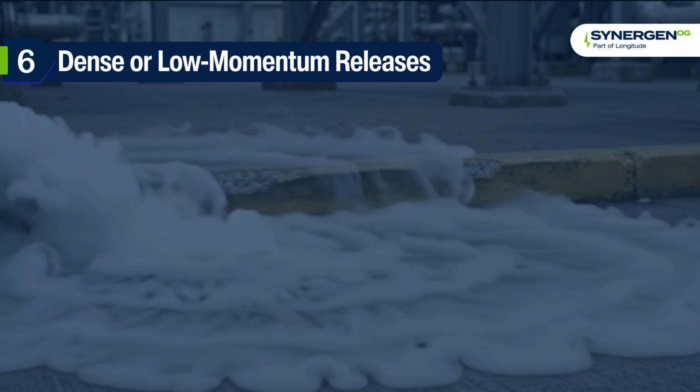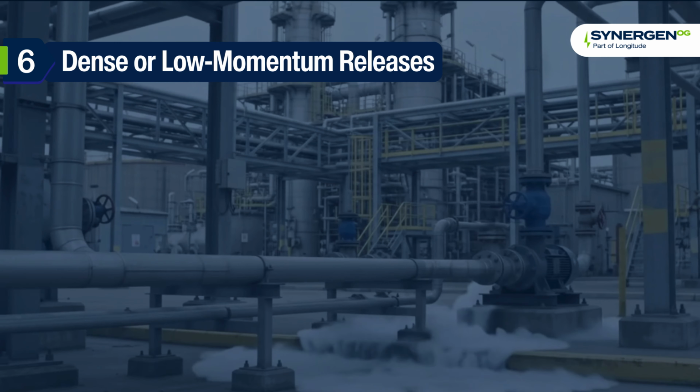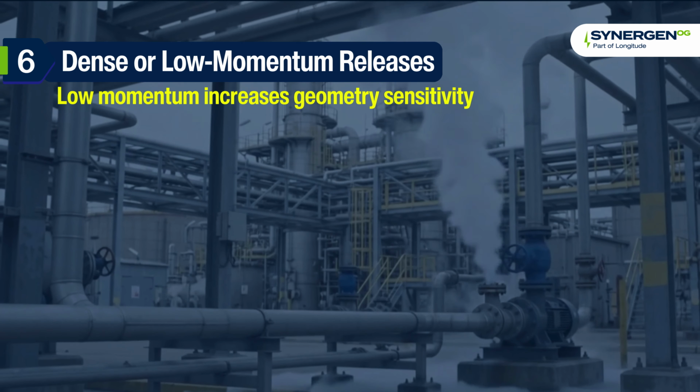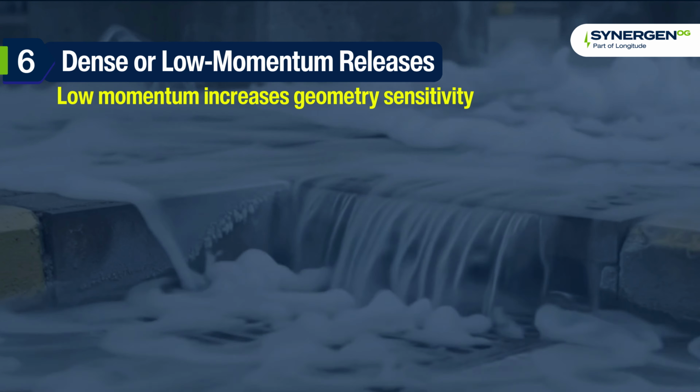Sixth, dense or low momentum releases. Cold vapors and low pressure leaks may not have enough momentum to pass over obstacles. Instead, they remain close to the ground and follow the surrounding geometry.